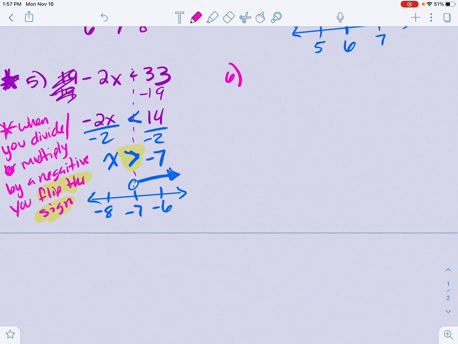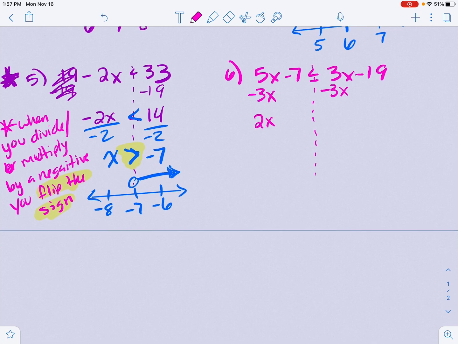All right, next one. 5x minus 7 less than or equal to 3x minus 19. Now this one has a variable on each side. The solving stays exactly the same. So do your dotted line down from the equal sign. We're going to get variables on one side, numbers on the other. I like to keep my letters positive, so I'm going to move my smaller x, which would be my 3x. It's a positive 3x, so I'm going to subtract 3x from each side. That leaves me with 2x minus 7 less than or equal to negative 19.